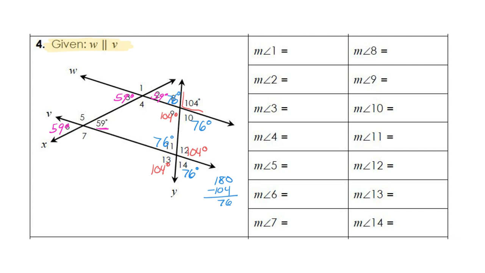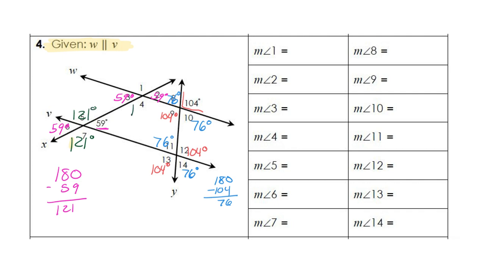Now, to figure out what angle 7 is, if I know this angle right here was 59 degrees, 7, these two angles added together will equal 180. So again, take 180 minus 59, and I get 121 degrees. So 7 is 121 degrees. 5 is a vertical angle of that, 121 degrees.